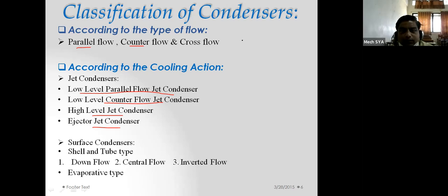Cross flow means they are going to cross. The cooling water pipeline is perpendicular to the exhaust steam pipeline. So this is a cross flow type of thing. Okay, so we discussed one by one.